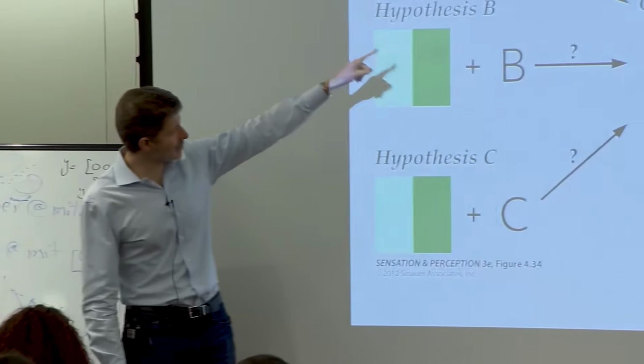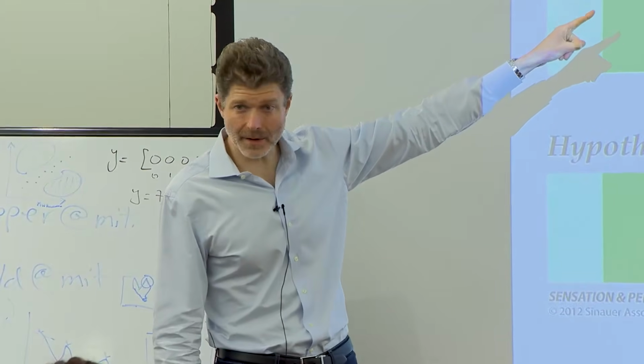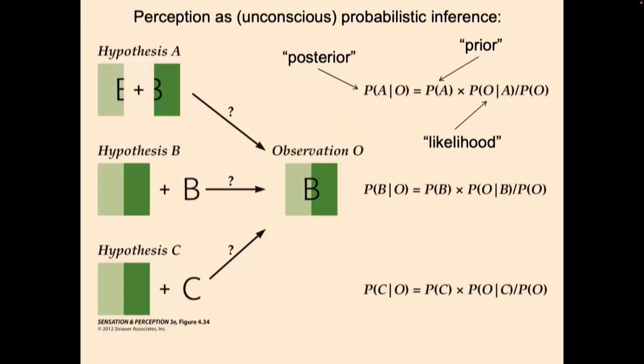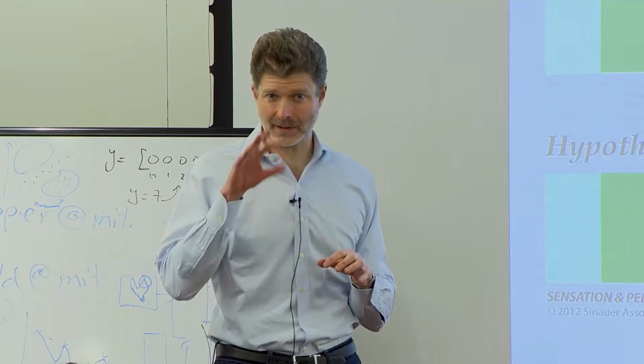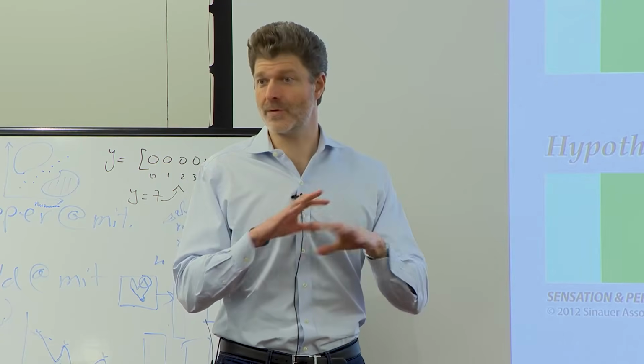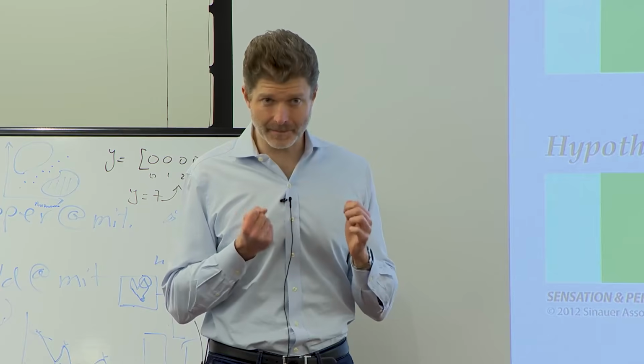All right, so the idea is that we're trying to find the hypothesis that gives us a high posterior probability, and that's proportional to the product of the prior and the likelihood, right? So you want the prior to be high, and you also want the likelihood to be high. The prior being high tells you that the hypothesis is reasonable. The likelihood being high tells you that it can explain the sensory data, okay?